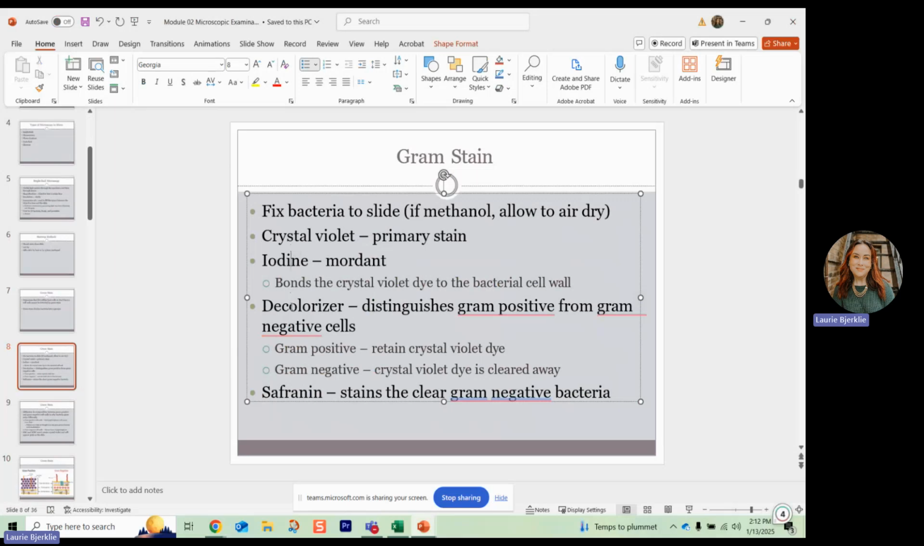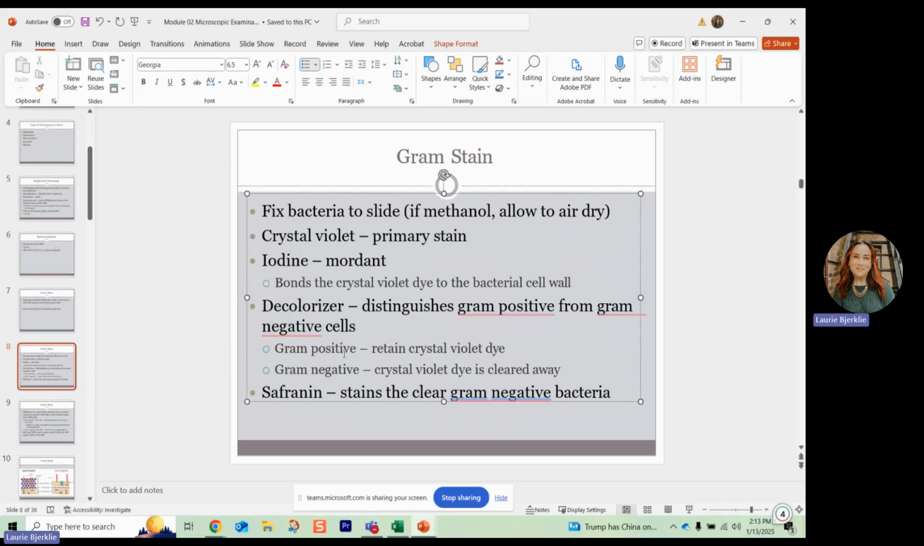And then you have your decolorizer. And this step is really crucial. This is where you'll first distinguish gram-positive bacteria from gram-negative bacteria. Because gram-positive bacteria have the thick layer of peptidoglycan and teichoic acids, they will keep that crystal violet. Even after the decolorizer, it won't rinse it away. That crystal violet's really embedded into that thick layer of peptidoglycan, so it hangs on to it. Whereas gram-negative, because it has such a thin layer of peptidoglycan, once you do the decolorizer, it easily rinses away that crystal violet. It just clears it out of there because nothing was really keeping it hanging on.